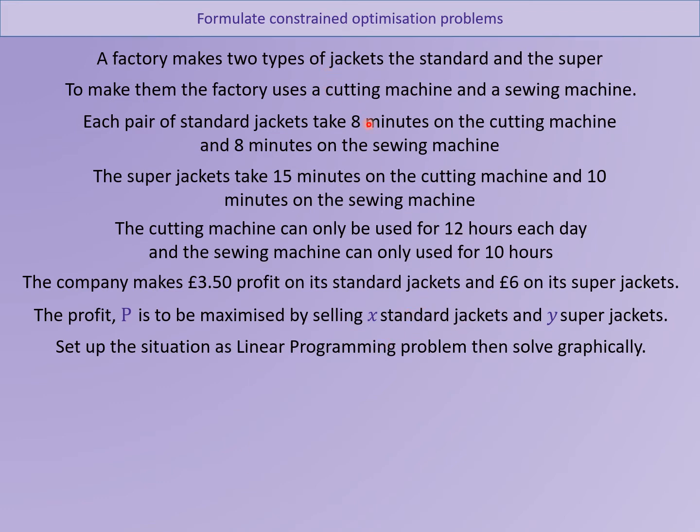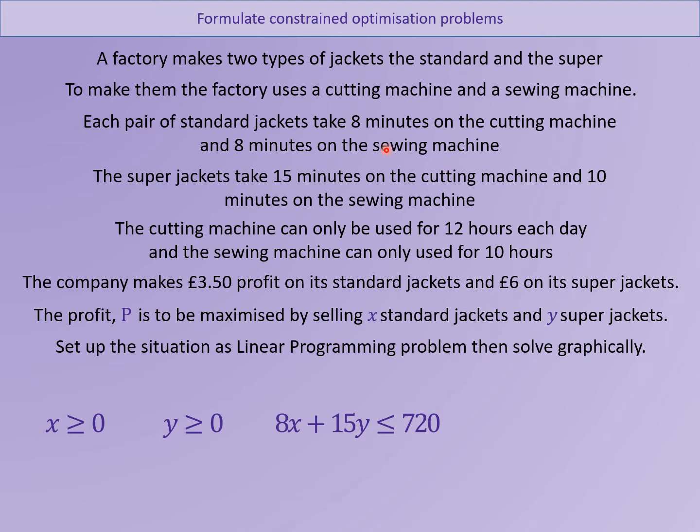So what's my constraint? Well, my constraint will be to do with how long I can use this cutting machine. I can only use it for 12 hours a day. Now these are talking about minutes, so the first thing I'm going to do is think about 12 hours as 720 minutes. If I've got 720 minutes, I'll be using 8 minutes for every X and 15 minutes on that cutting machine for every Y. So the first inequality, apart from the two obvious ones, would be 8x plus 15y, because I have to use it less than 720.